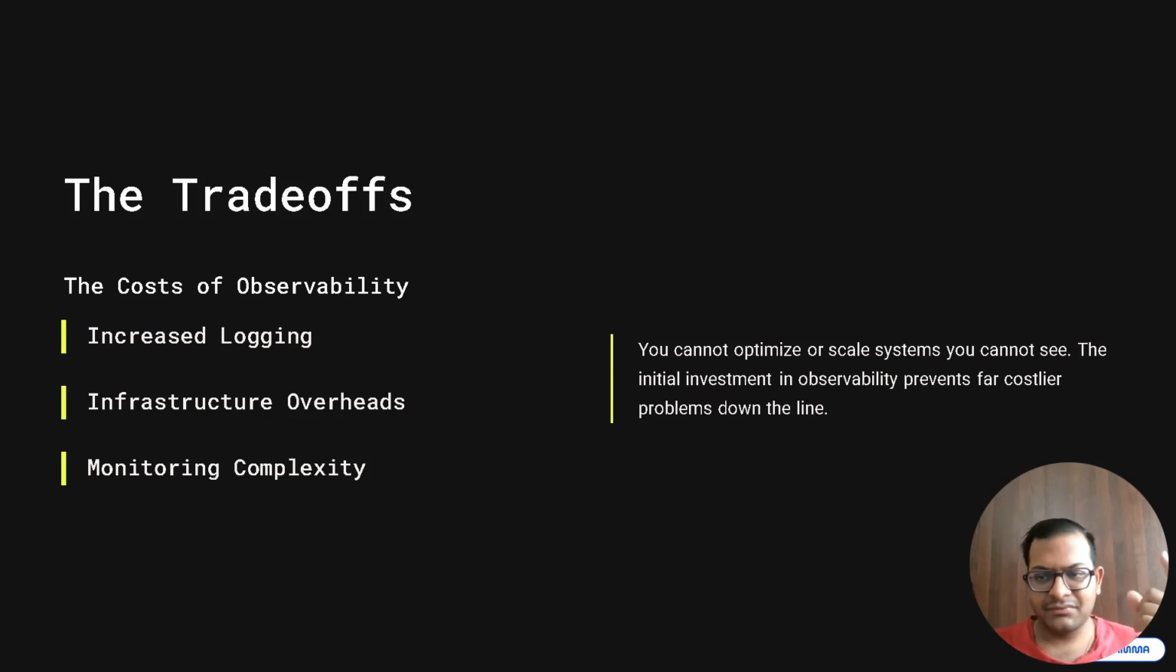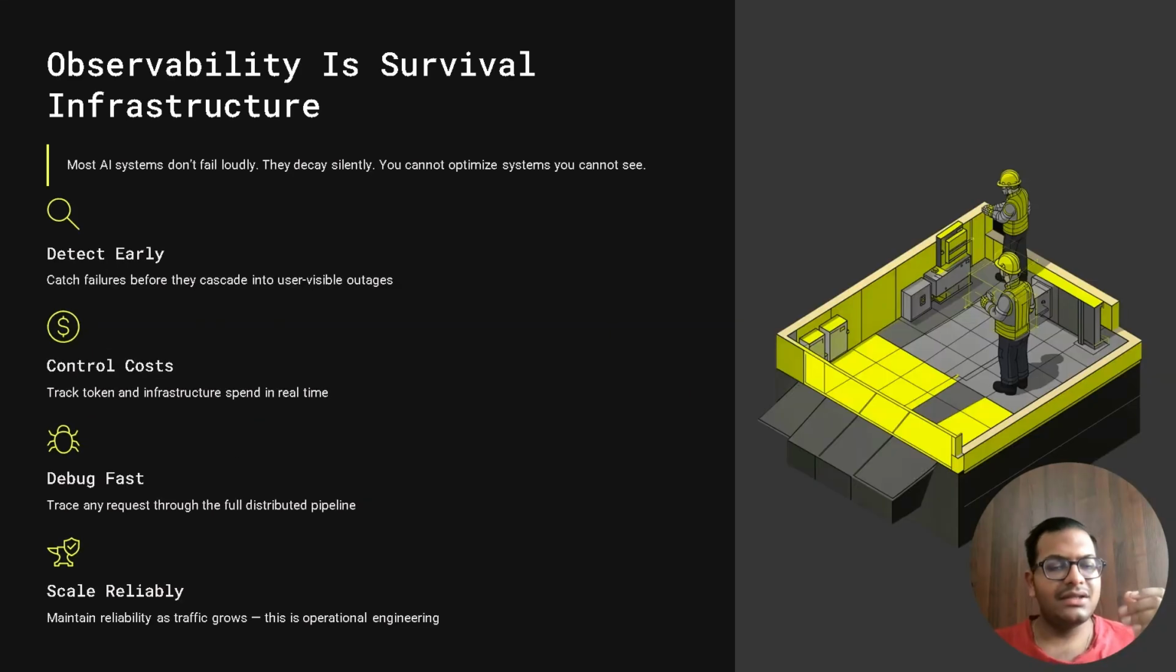Observability is expensive. More logging increases your storage cost. More tracing will add infrastructure overhead, and more monitoring will increase your operational complexity. But without observability, scaling becomes impossible. Stop dreaming about scalability if you are not making your system observable, because you can't optimize something you can't see. So remember that. Most AI systems don't fail loud.